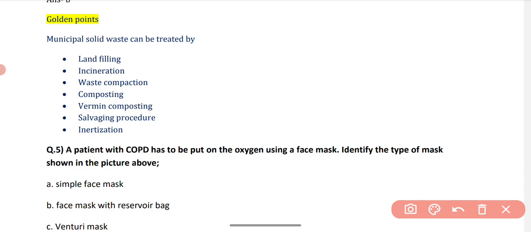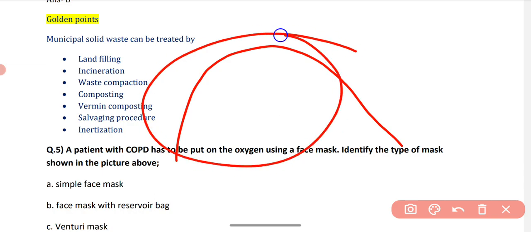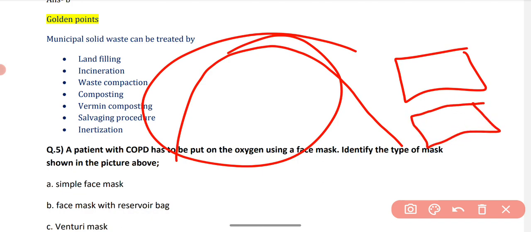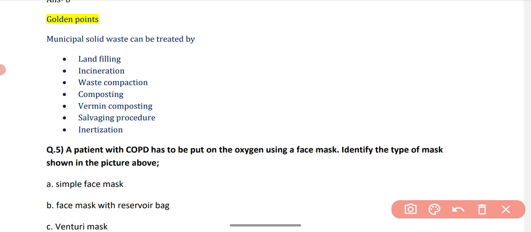And the next one is waste compaction. What is meant by waste compaction? See, consider this is a huge amount of waste. By means of a machine, they will make this huge amount of waste into a small box-like block. They will compress the waste and make it like this. That is called waste compaction.